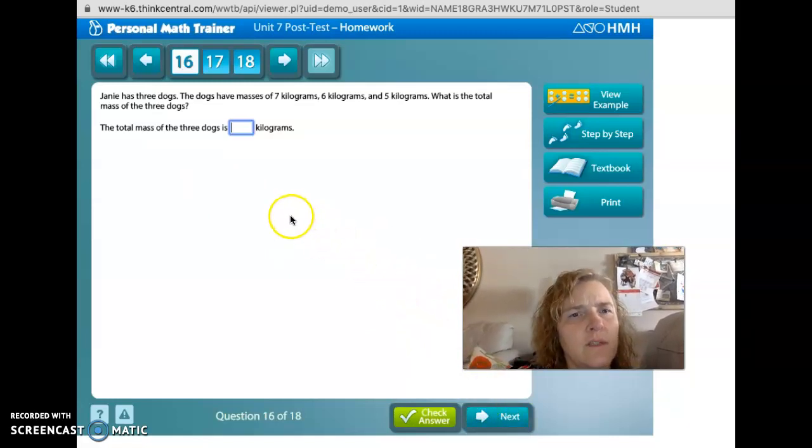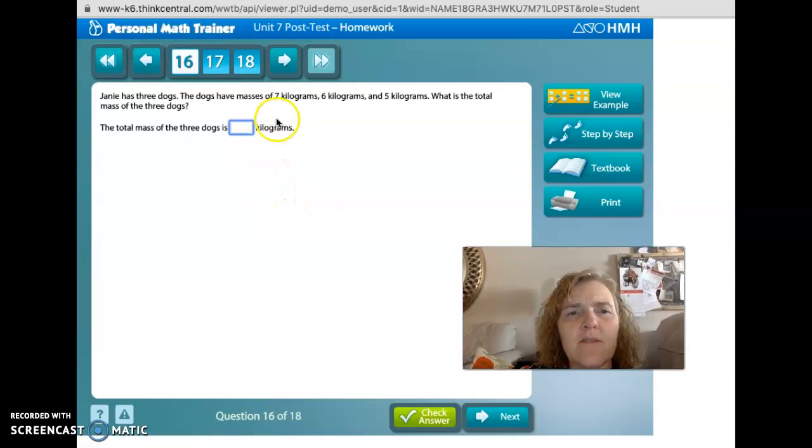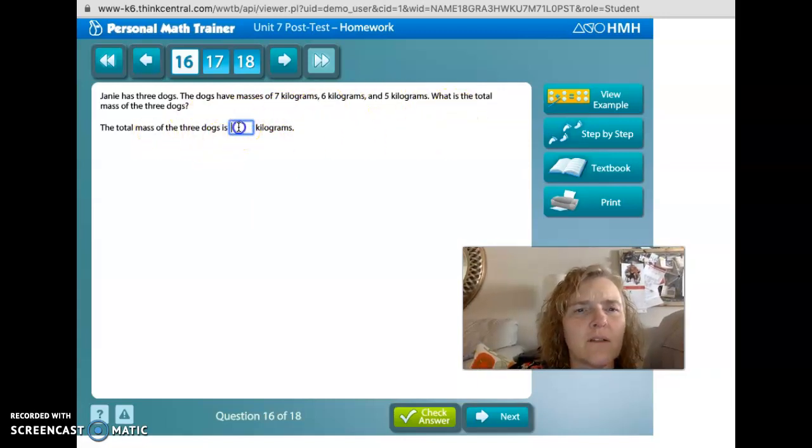Okay, next one, 16. Jamie has 3 dogs. The dogs have masses of 7 kilograms, 6, and 5. What is the total mass of 3 dogs? 7 plus 6 is 13. 13 plus 5 is 18. So 18 kilograms.